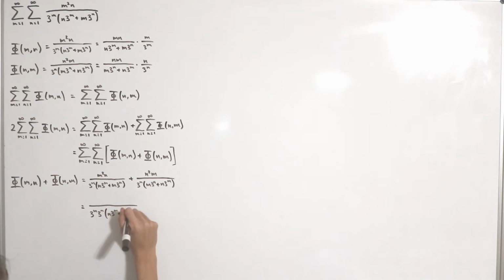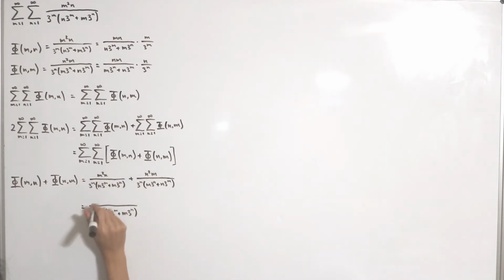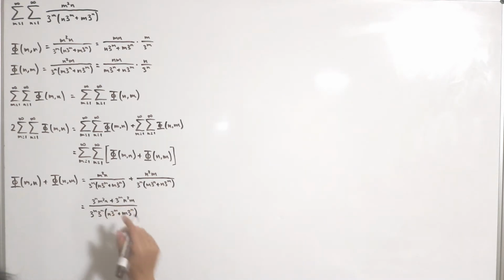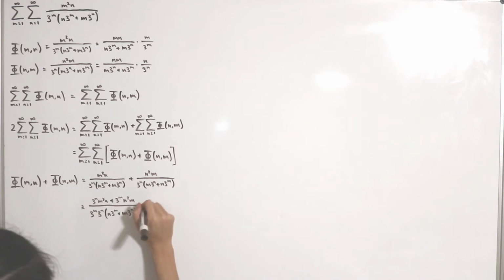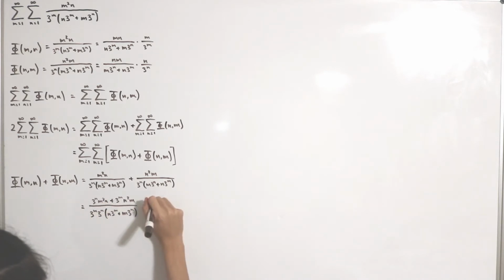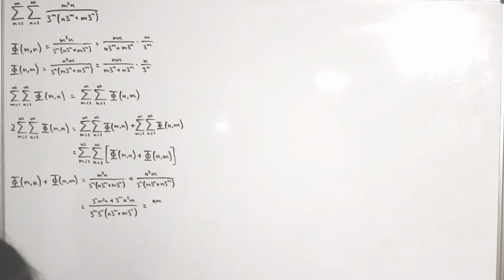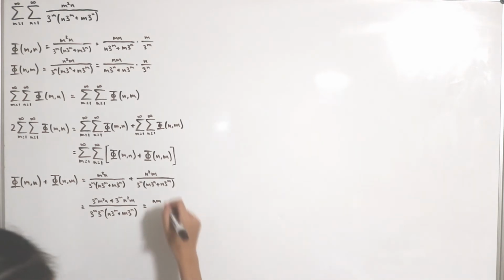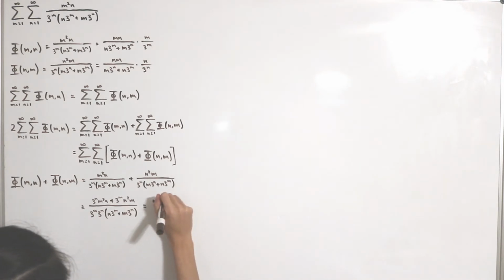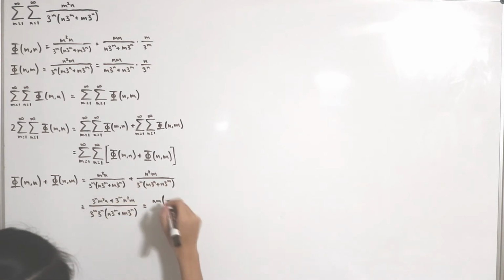multiplied by n, 3^m plus m 3^n. Okay, and then just multiply 3^n to here. Now I can actually factor out m times n from the numerator. So when I do that, so it's n m, or mn, whichever, it's commutative. It's commutative under multiplication, so it doesn't matter which order goes.